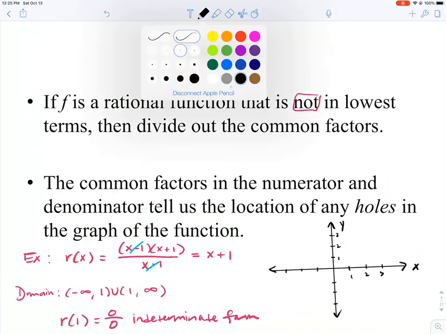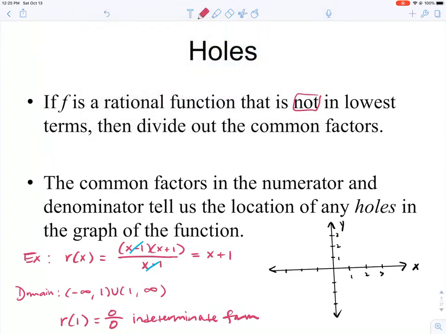Okay, but at x equals 1, since 1 is not in the domain of r of x, there's going to be what we call a hole. And I'm going to represent that hole with an open circle where I would want there to be a point. Graph's not turning out so well, but it has a slope of 1. It's a line with a y-intercept of 1, slope of positive 1, okay?